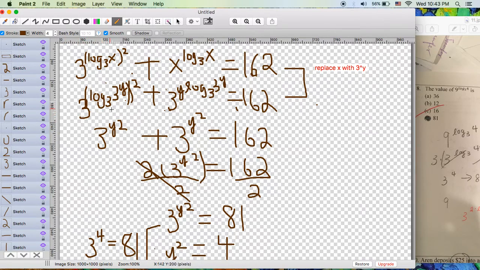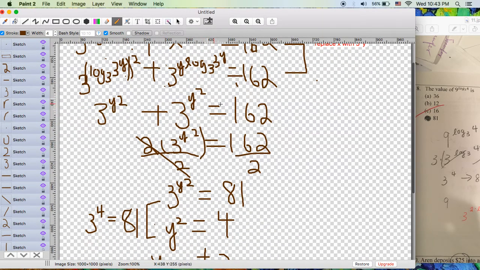And once you plug in 3 to the power of y for every x, you get 3 to the power of y, squared, plus 3 to the power of y, squared, is equal to 162. And then because you see that they're both equal, you can put a 2 in front, and it's just 2 times 3 to the y squared equals 162.